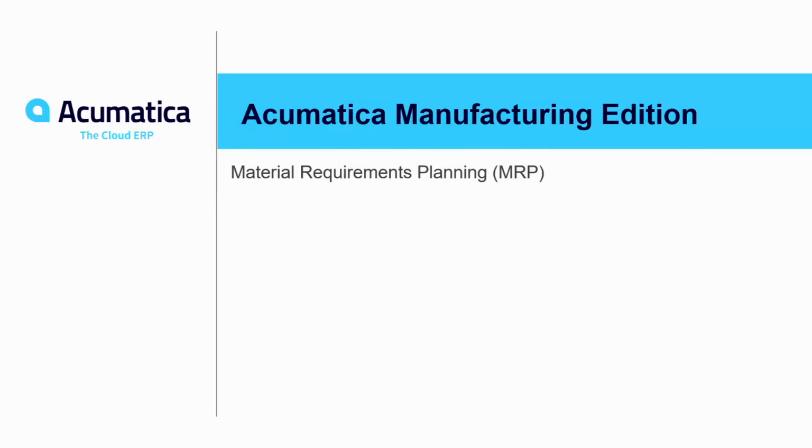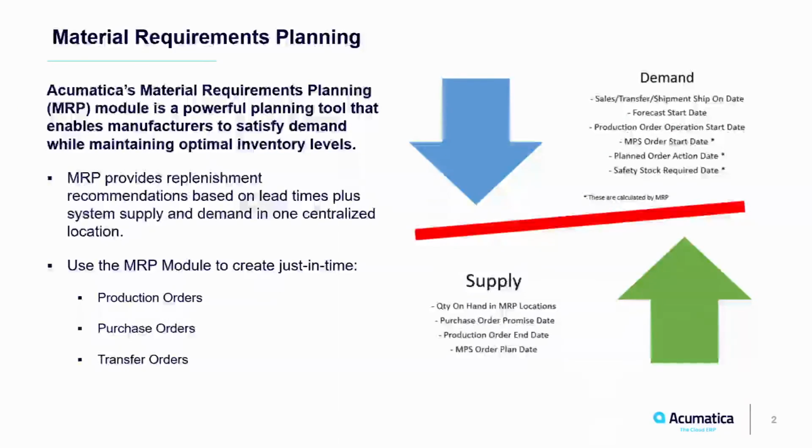Acumatica Manufacturing Edition, Material Requirements Planning. Acumatica's Material Requirements Planning, or MRP module, is a powerful planning tool that enables manufacturers to satisfy demand while maintaining optimal inventory levels. The MRP module allows you to manage supply and demand in one centralized location.